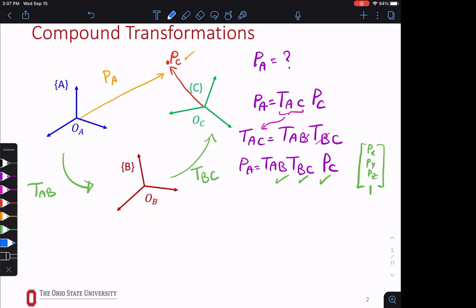3x1 vector from OA to OB. Let's say we only have this information. Say the transformation from A to C multiplied by the vector. That's what we have here. We already have that.